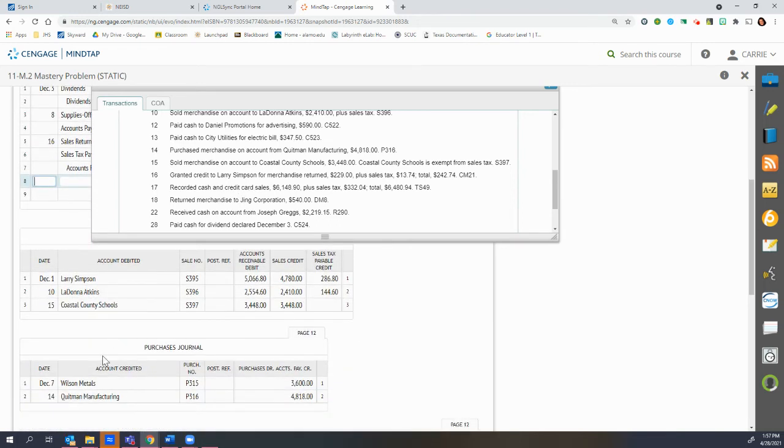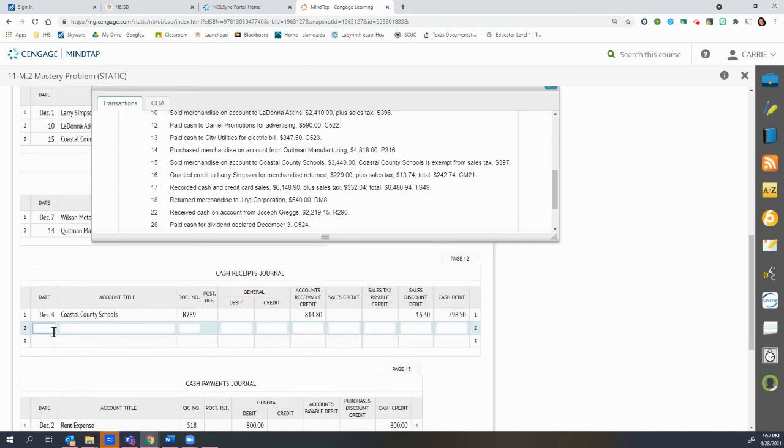We recorded cash and credit card sales. So we're going to come down here to cash receipts. And this is on the 17th. And here is a check mark, right? And this is probably a cash register tape, so it's TS49. And we do a sales credit for $6,148.90. The sales tax payable credit of $332.04. Oh, I'm sorry. Sales credit is for, that's right. Okay, that's right. I'm sorry. $6,148.90, and your debit is to cash. I'm gonna make that one way harder.